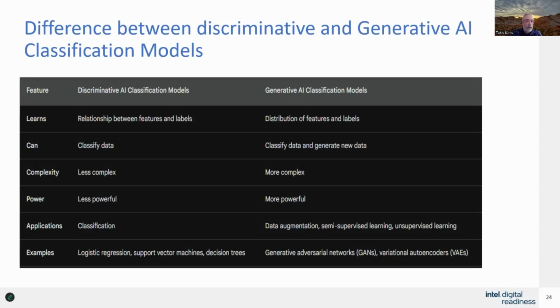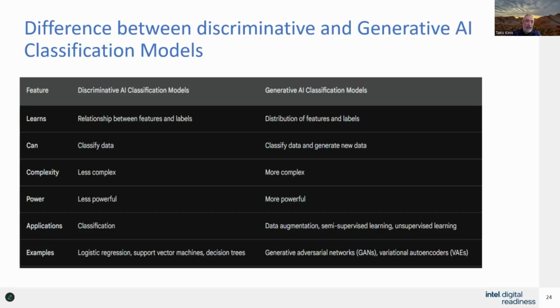So, for example, in learning, a regular AI model looks at a relationship between features and labels, where the Gen AI looks at a distribution of those things. Regular AI models can classify data, but Gen AI classifies and generates new data. So it's got the ability to sort of train itself. A regular AI model is less complex and less powerful. Gen AI is much more powerful, and this is why it scares people, actually.